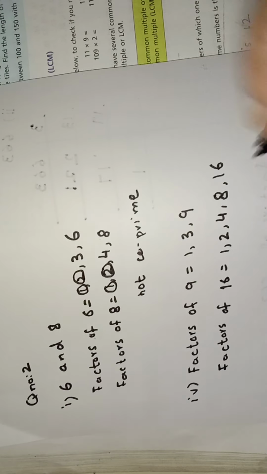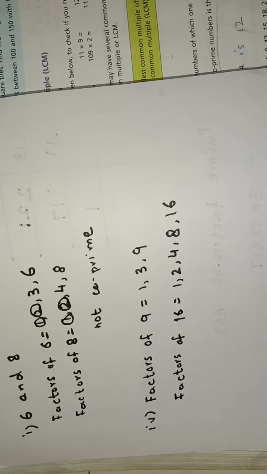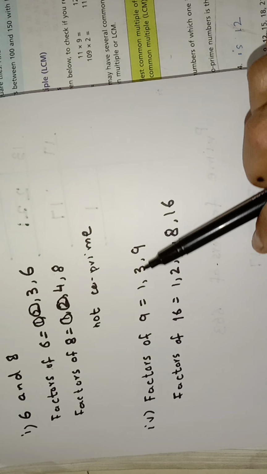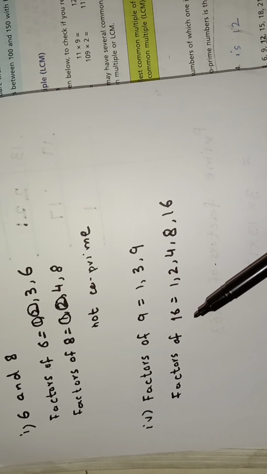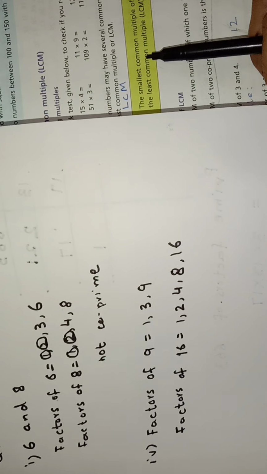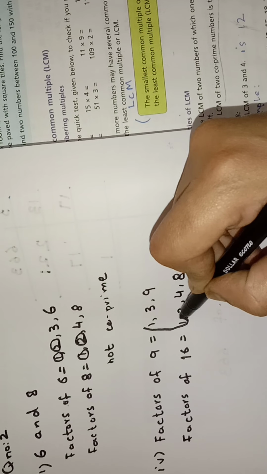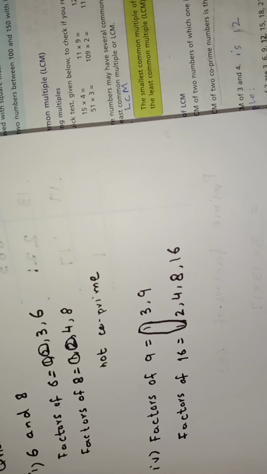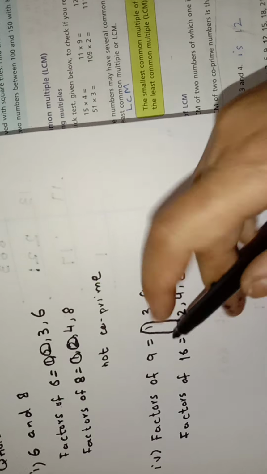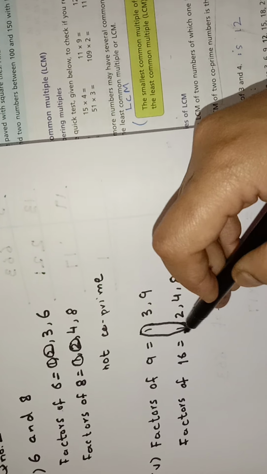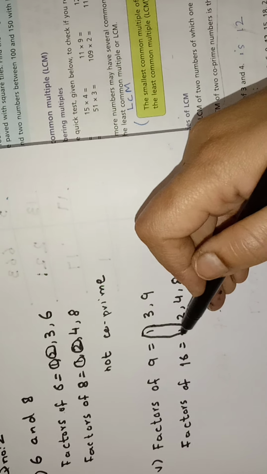Number 4, factors of 9 and 16. You will write factors of 9: 1, 3, and 9. Then you will write factors of 16: 1, 2, 4, 8, and 16. You can see that only 1 is a common factor of 9 and 16. So 9 and 16 are a pair of co-prime numbers. The numbers which have only one as their common factor are called co-prime numbers.